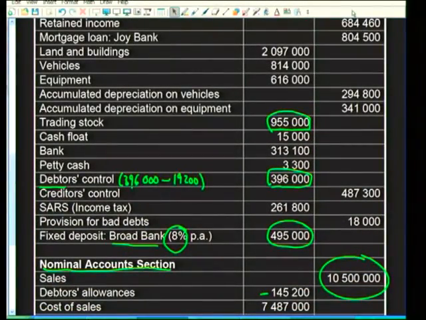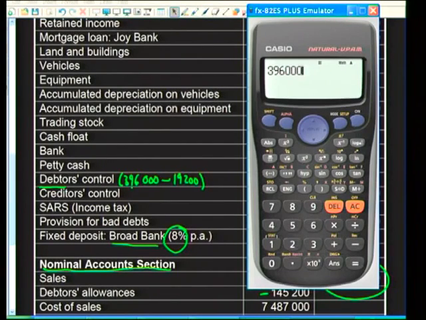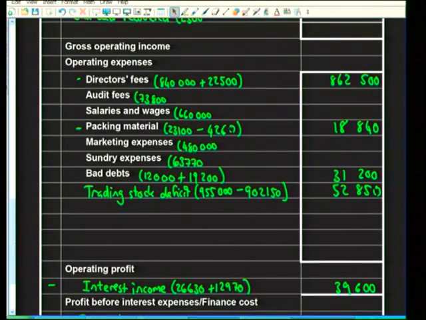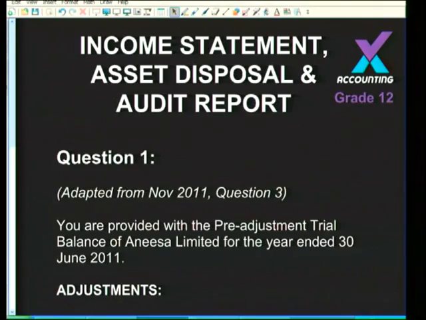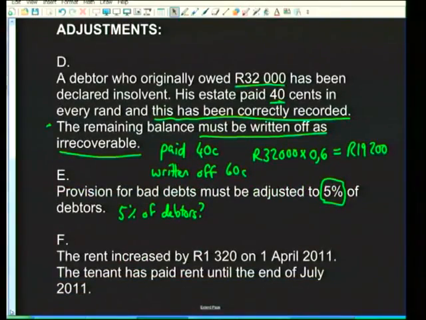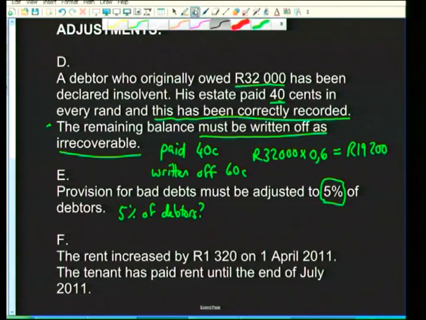So let's do the calculation. What we'll do is we'll type in our 396,000 and we're going to subtract the 19,200. That gives us the answer of 376,800. So our new debtors control, after that debt has been written off, is actually 376,800 Rand. So now, to do the provision for bad debts adjustment, we are going to need to calculate 5% of debtors control. In other words, it's going to be 5% of that number.